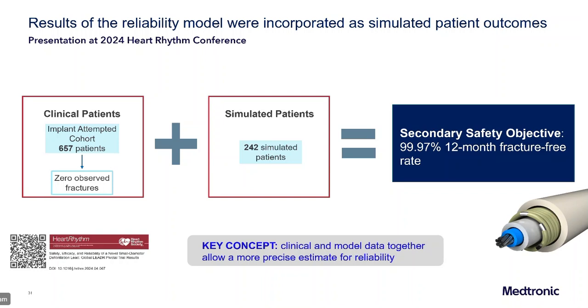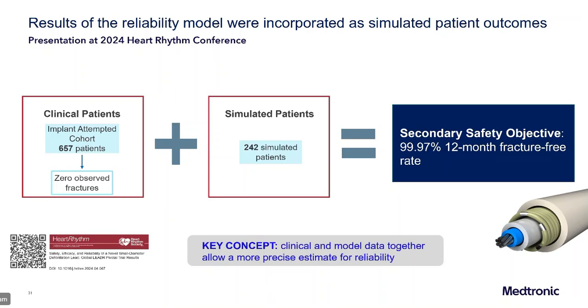We were able to include 242 simulated virtual patients. The reason why it's not exactly 500 is because the clinical performance is actually outperforming our virtual patient data. And we had a very conservative discount function where if there's disagreement, either positive or negative, we were going to de-weight. This allowed us, though, to compute a secondary safety objective of a 99.97% 12-month fracture-free rate.